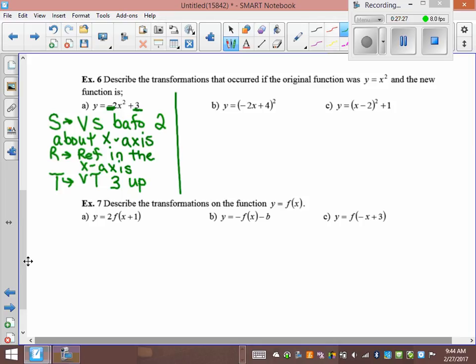B. B has a catch. This catch will be on every test, on every exam. It will be on your diploma. I would be shocked if they didn't do it because transformations comes up in every single unit from now till the end. So you need to know your transformations because you're going to transform the whole way through.